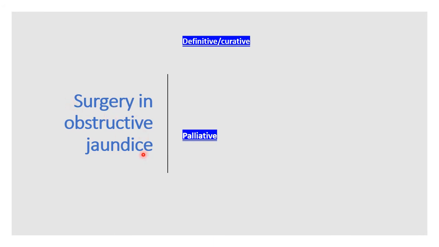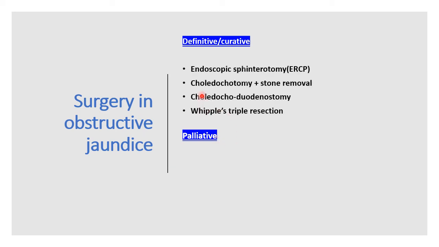Surgery in obstructive jaundice can be classified as curative surgery or palliative surgery. Under the curative surgery, the most commonly done today is endoscopic sphincterotomy and extraction of stone at the lower end of the CBD. This is done via ERCP. If this fails, then the patient can be subjected to an open procedure, cholecystectomy and removal of stone from the CBD.